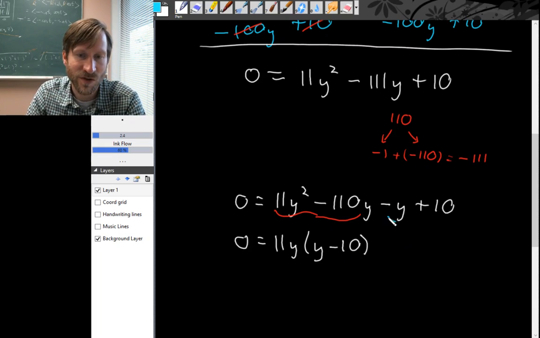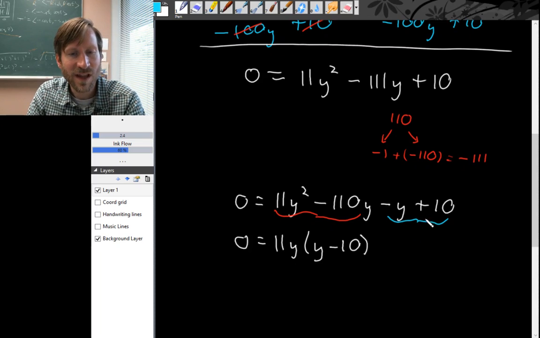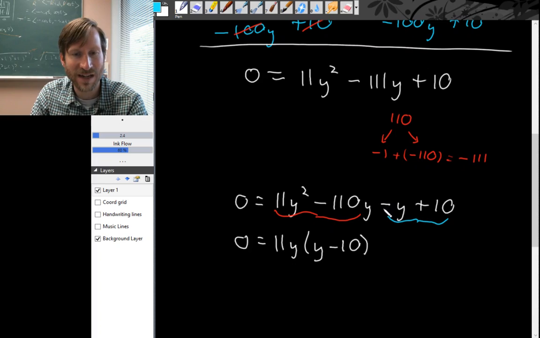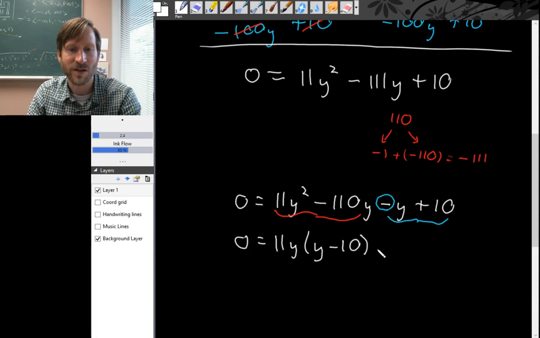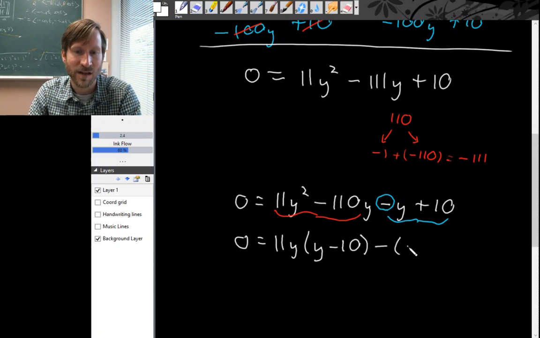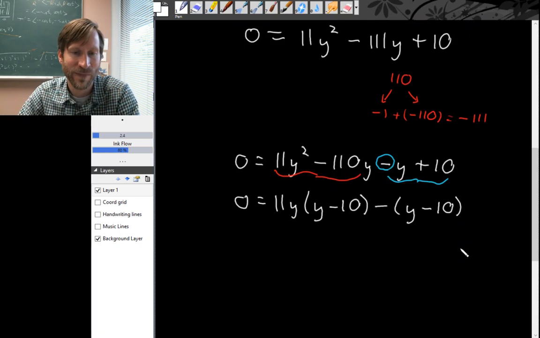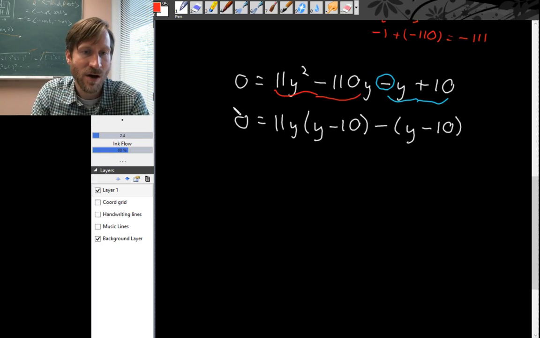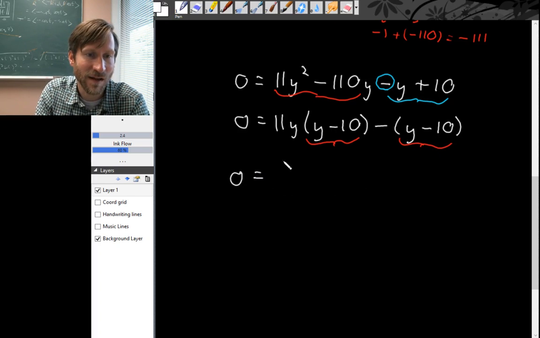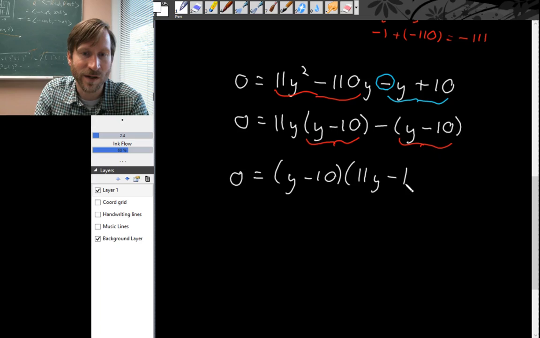And in these second two terms, we're looking for a common factor. It looks like they don't really have a common factor, but remember, usually in these situations, we want to factor out this minus sign here. So let's factor out that minus sign, and this leaves us with y minus 10. Careful with your signs there. Okay, now both of these terms have y minus 10, so we can factor out y minus 10, and the stuff left over is 11y minus 1.